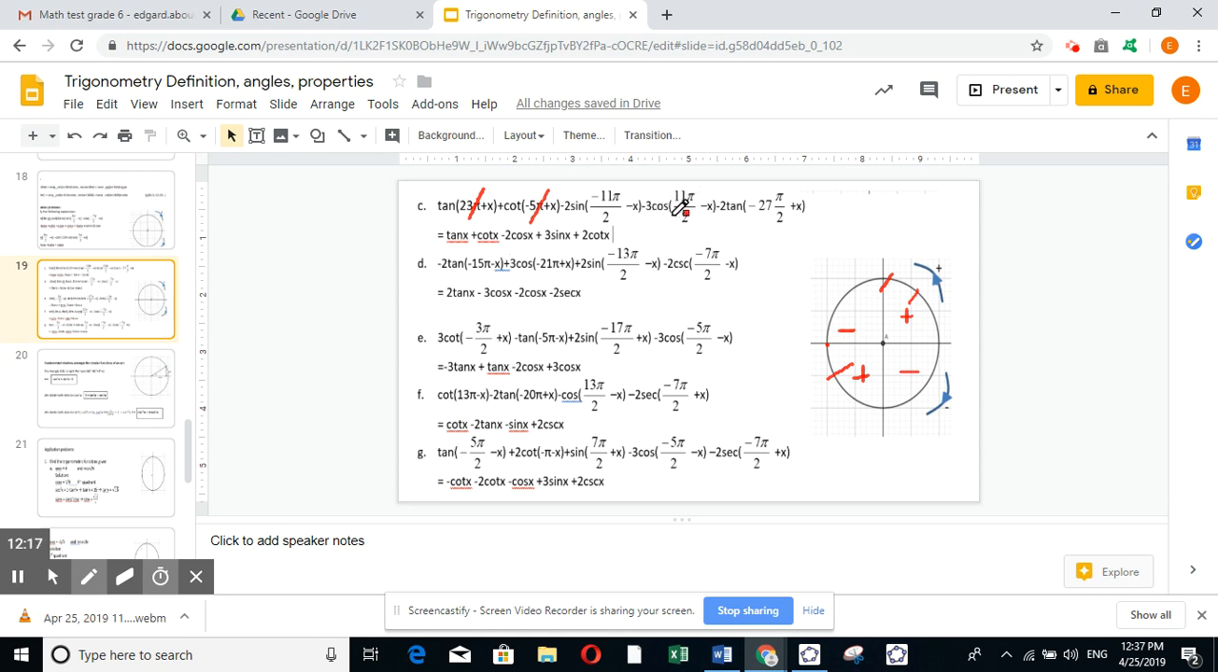I have 11 pi over 2, so directly because I have pi over 2, I cannot cancel 2. So cosine will be sine. 11, 4, positive, 8, 9, 10, 11, I'm here. I have minus, so I move backward. Here the cosine is negative because the x-axis is negative. Minus and minus, it will be plus. The last one, I have pi over 2, tangent will be cotangent.